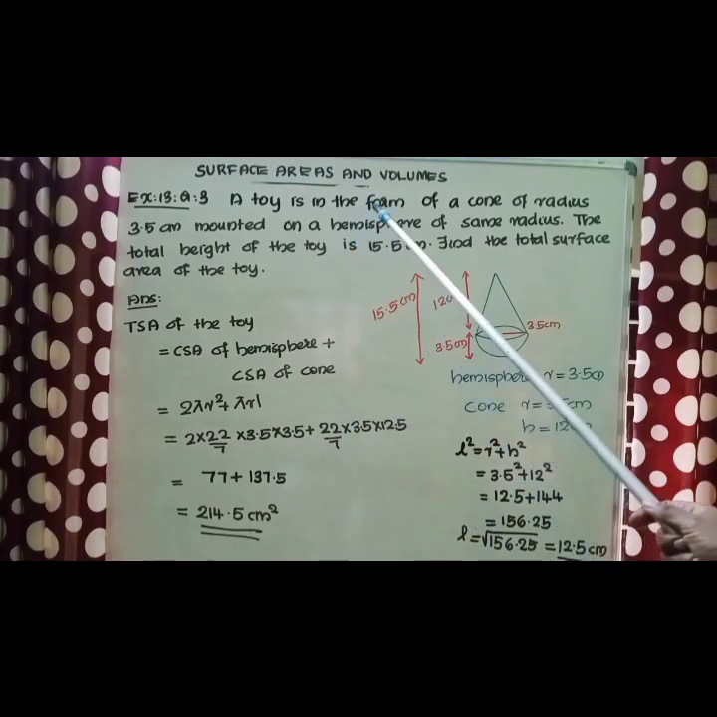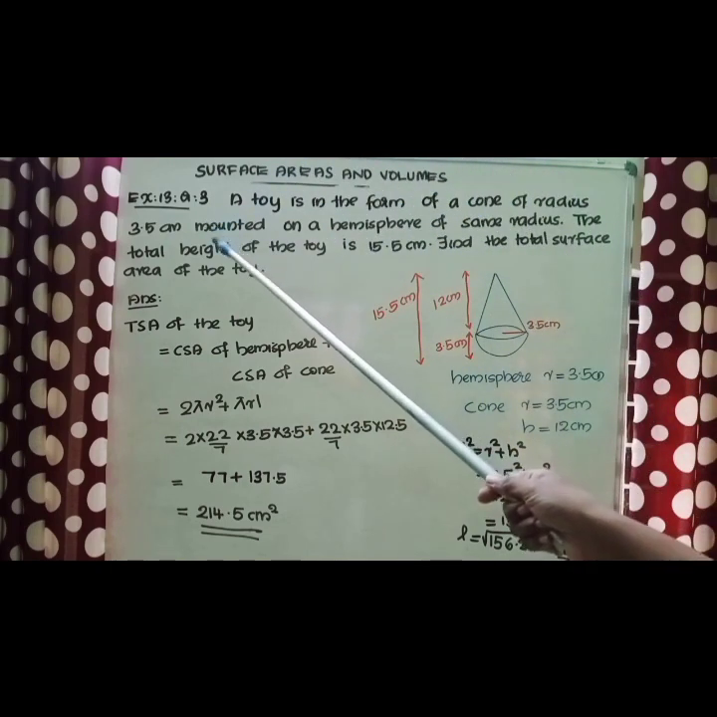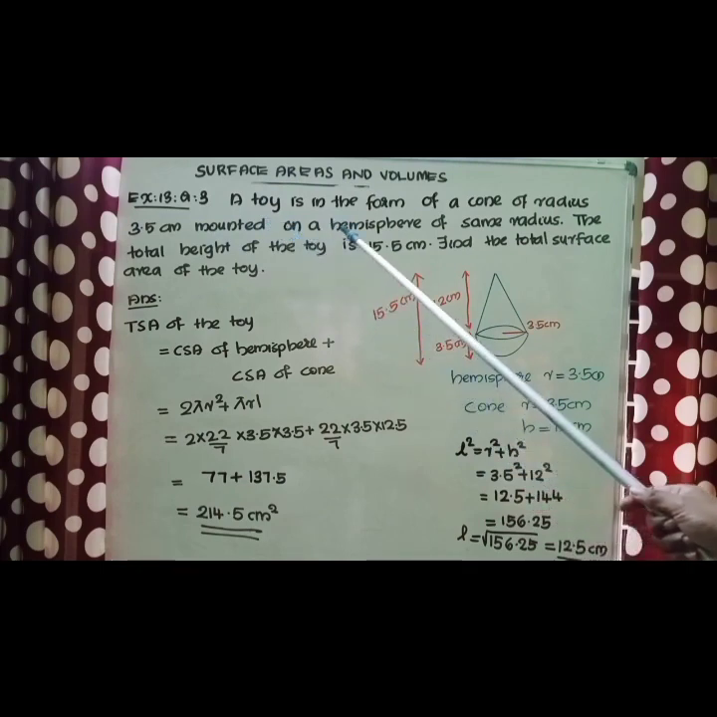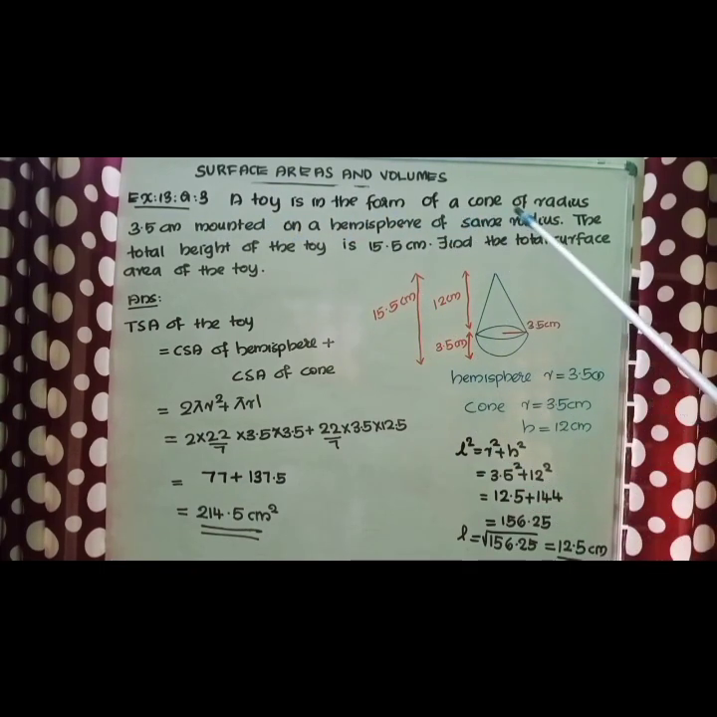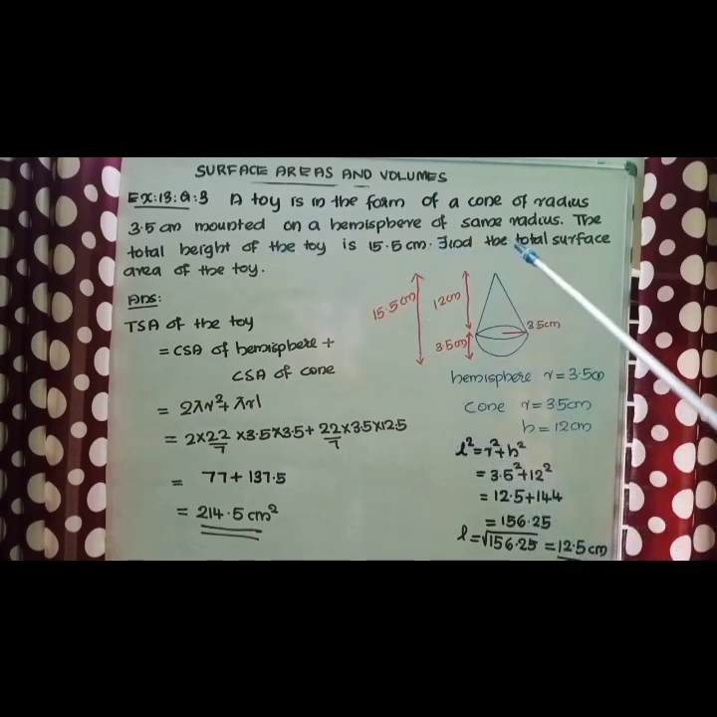A toy is in the form of a cone of radius 3.5 cm mounted on a hemisphere of the same radius. The total height of the toy is 15.5 cm. Find the total surface area of the toy. So here I have drawn the figure of the toy. A cone is mounted on a hemisphere. So there is a hemisphere and a cone is on it.